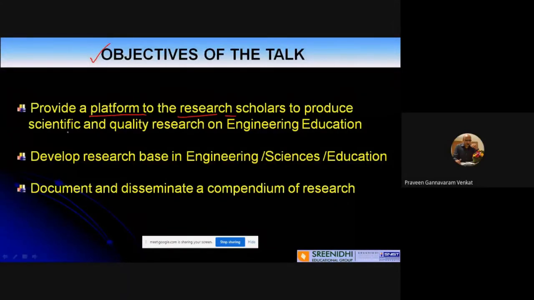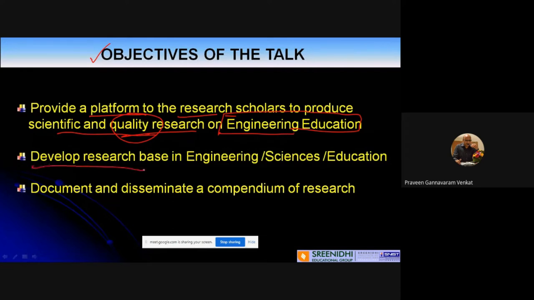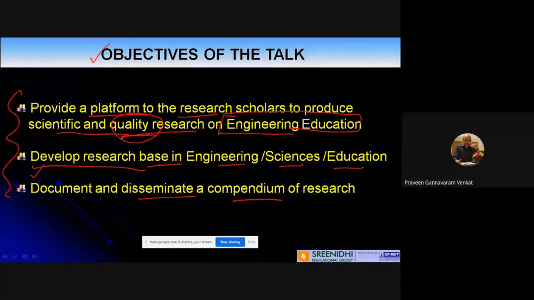scholars to produce scientific quality. Quality is important. Always we have to think about quality research. Engineering education is most important to develop the country. So here also, to develop research-based engineering, science, or education, and documentation is also most important: document and disseminate the compendium of the research. These are the three objectives of this present talk, which I think will be helpful for those who are pursuing their doctoral program.